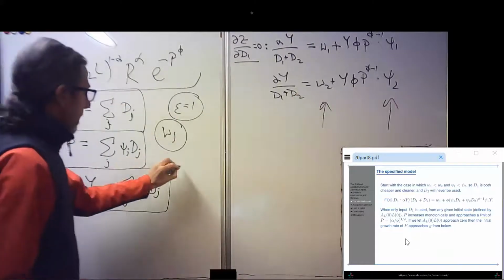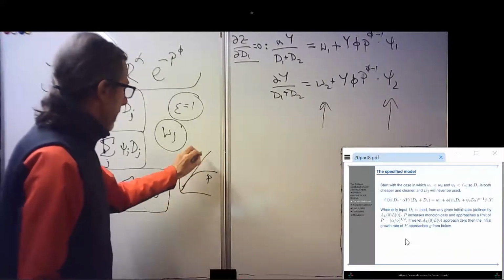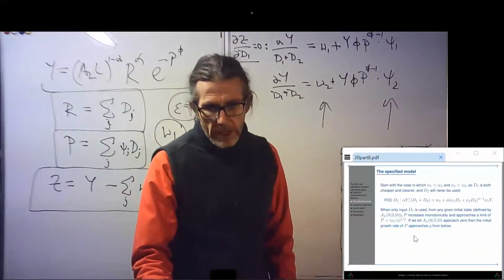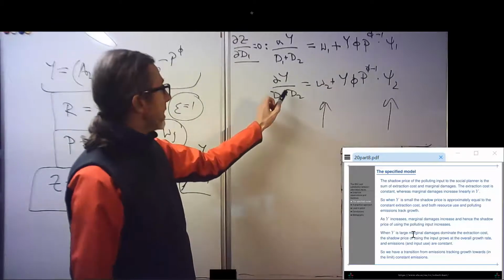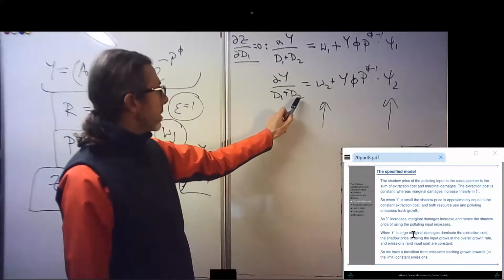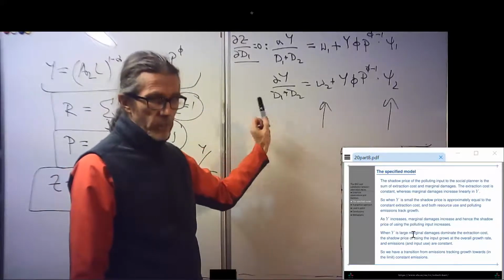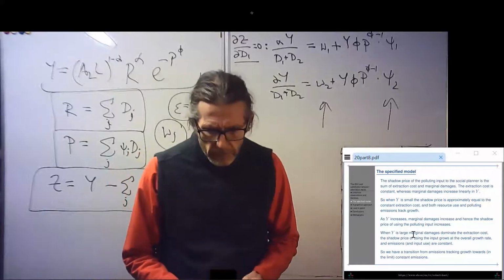So that's how you get that pollution path with that growth path. But then the fun starts when we say that D2, the second resource, is more expensive but cleaner. But let's just follow the notes. I think the notes are reasonably good here.